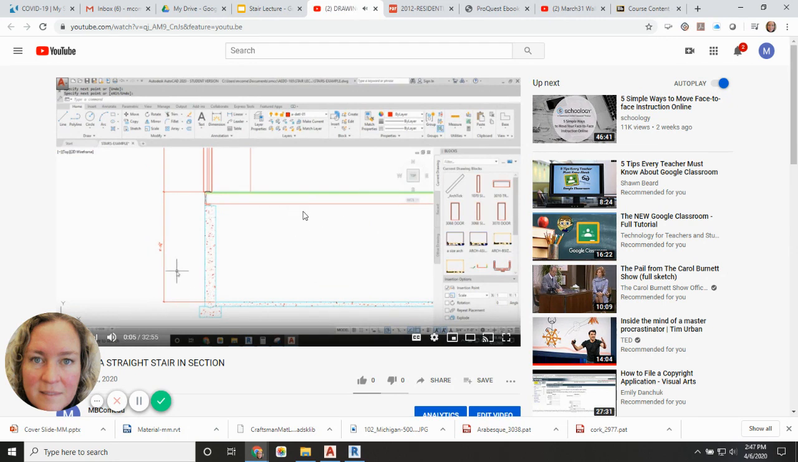So I'm going to let you all watch that on your own, but the most important concepts to take away here are how do I calculate stairs? What do they look like in section and in plan? And this is going to show you how to actually lay out a set of stairs in section and then use that information to project a plan view of those stairs once you've done all of that design work.